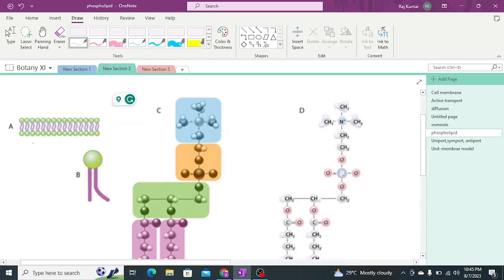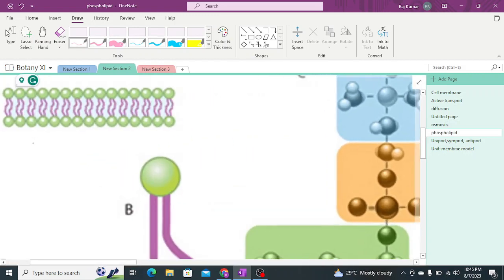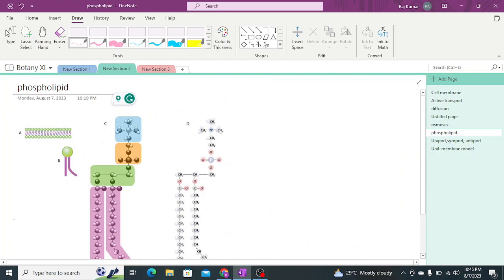As you can see on the screen, here we have the structure of a phospholipid. This upper blue part is known as choline, whereas the downward yellow part is known as the phosphate group. Choline and phosphate group are bonded together to form the phosphate head. Choline plus phosphate group equals the phosphate head, which is hydrophilic, polar, as well as lipophobic in nature.